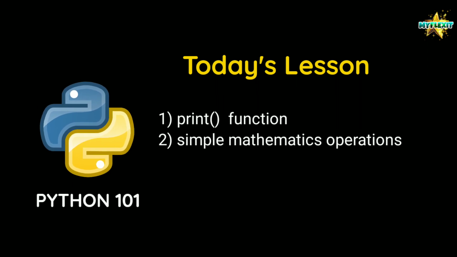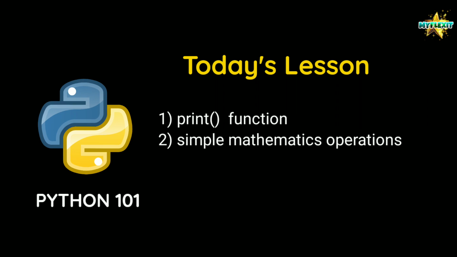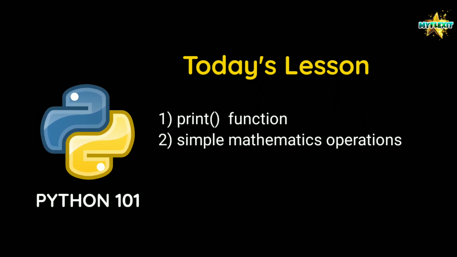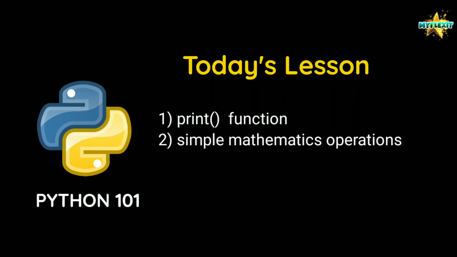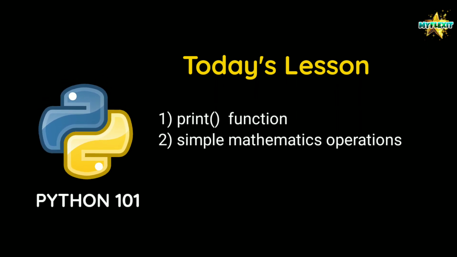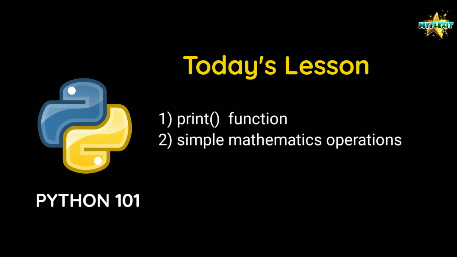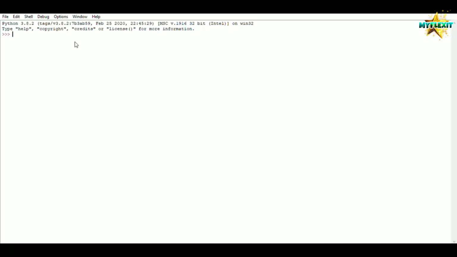Today is our first lesson of Python 101. There are two things we will cover today, which is the print function and very simple mathematics operations. Basically, print function is a command that we use to produce an output on our display devices. The output can be in terms of strings, data, or variables.